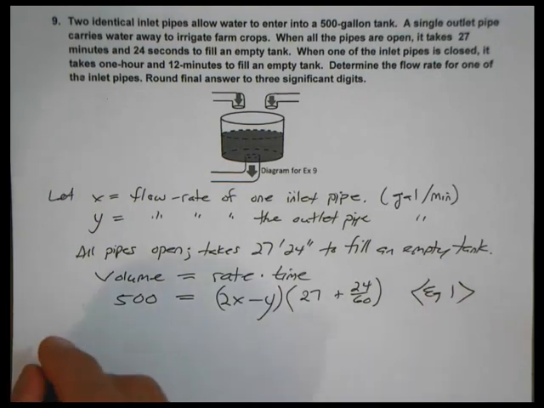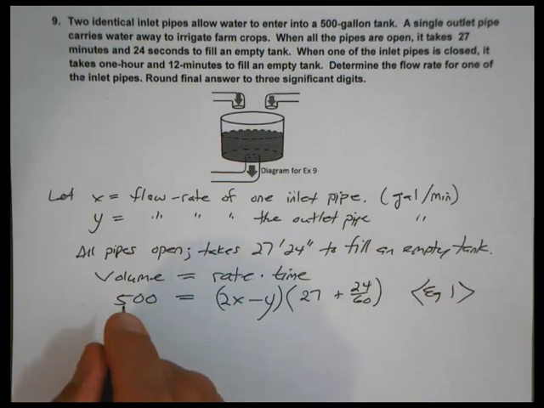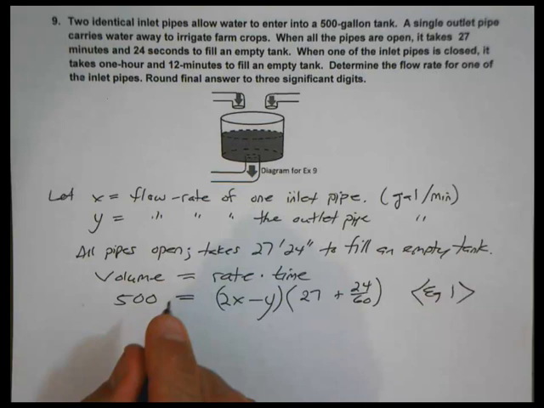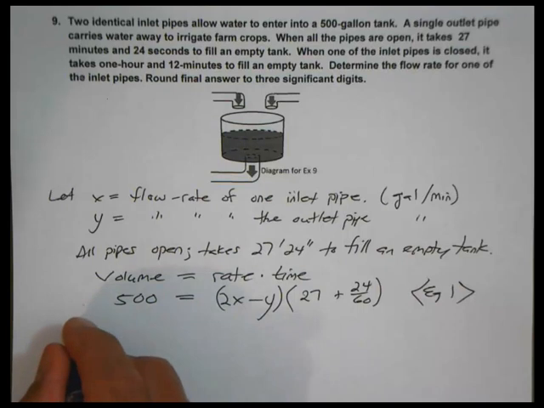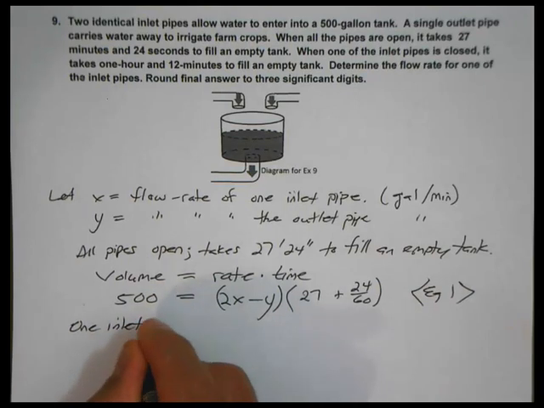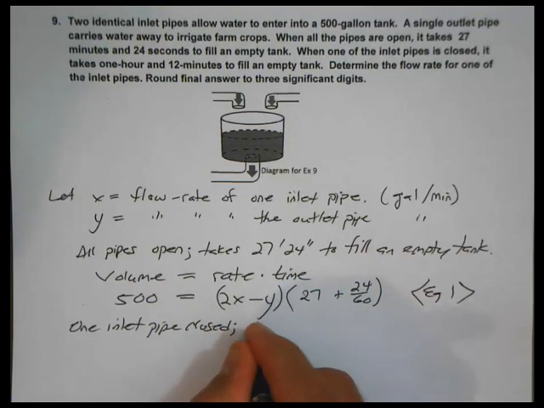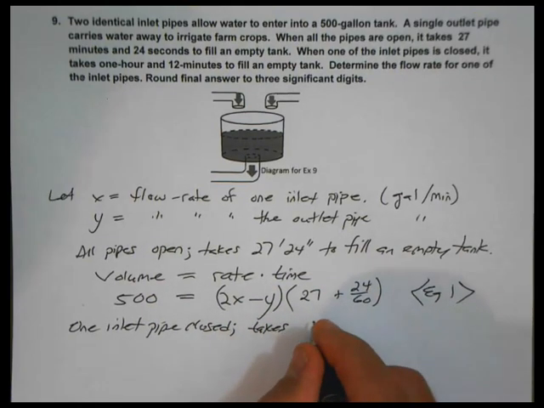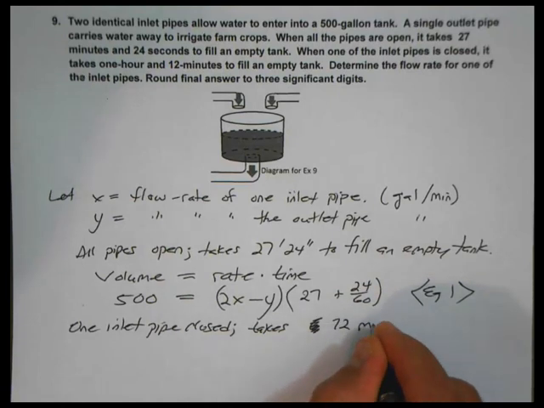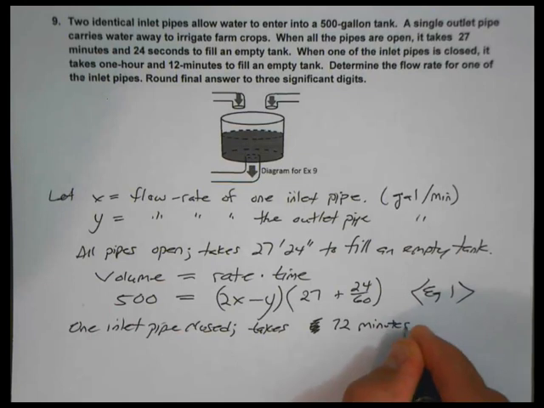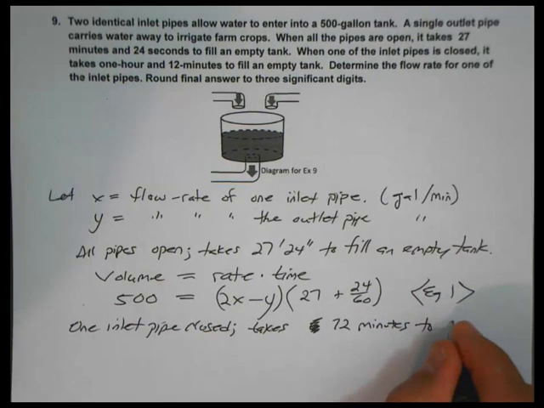Okay. Now, something else, a similar idea. When one inlet pipe is closed, it takes 1 hour 12 minutes to fill an empty tank. So: 1 inlet pipe closed takes 72 minutes, 1 hour and 12 minutes, to fill an empty tank.